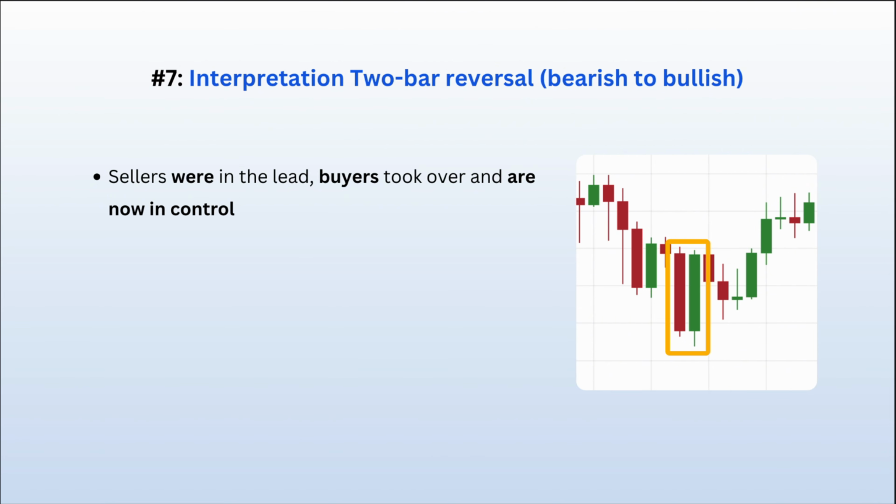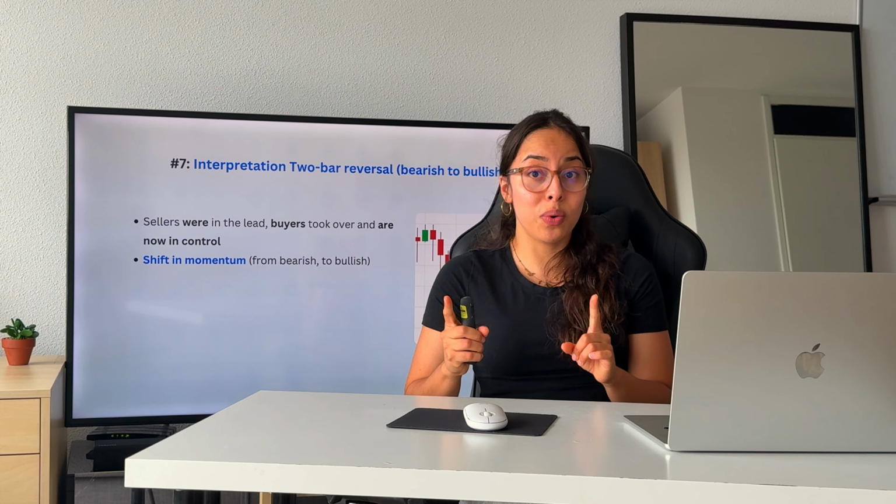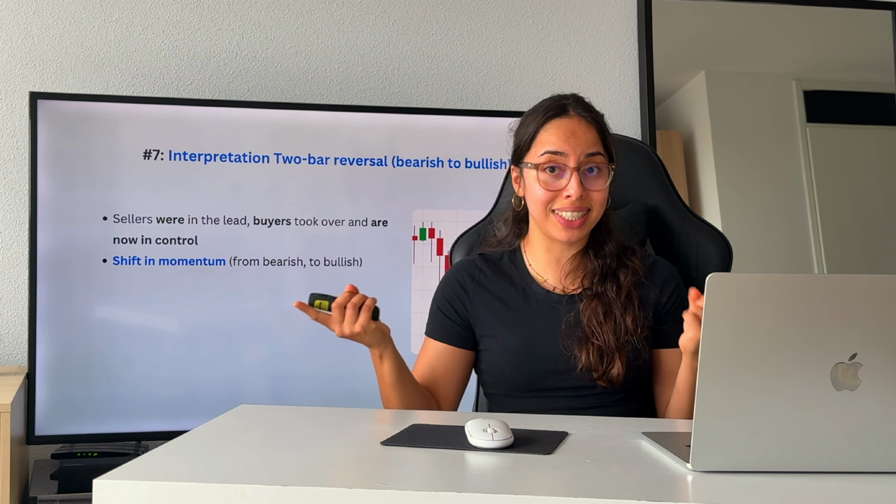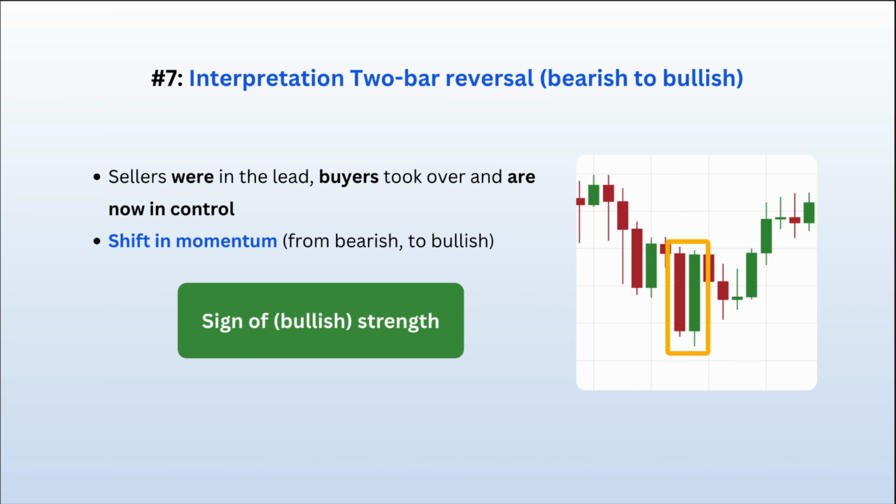So how do we interpret this specific 2-bar reversal? We know that the sellers were in the lead in the first candlestick, but then the buyers took over and they're now in control. So there was a shift in momentum from bearish to bullish, where the final sentiment is bullish. So if the final sentiment is bullish, was this a sign of strength or was this a sign of weakness? This was a sign of strength. And what does it mean in terms of what is likely to happen next with the price? It means that chances are that the price is going to continue going up.